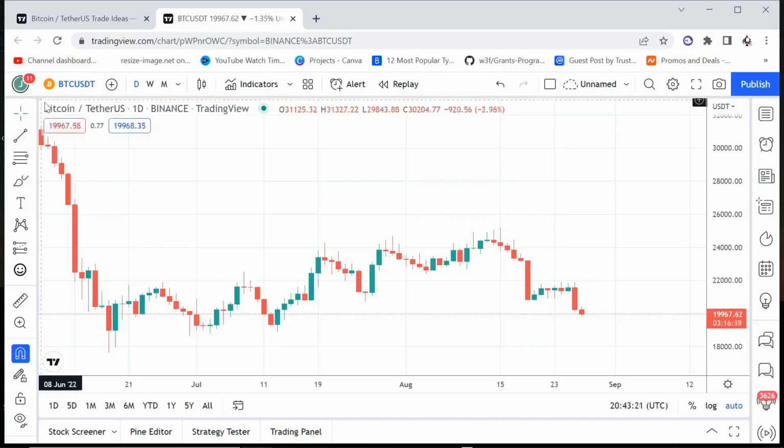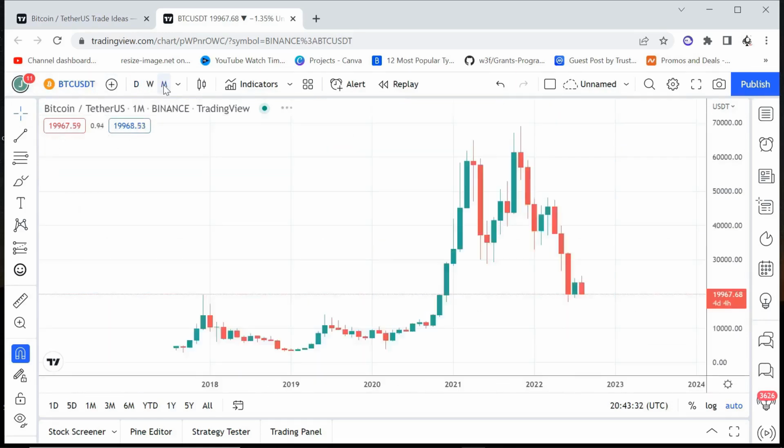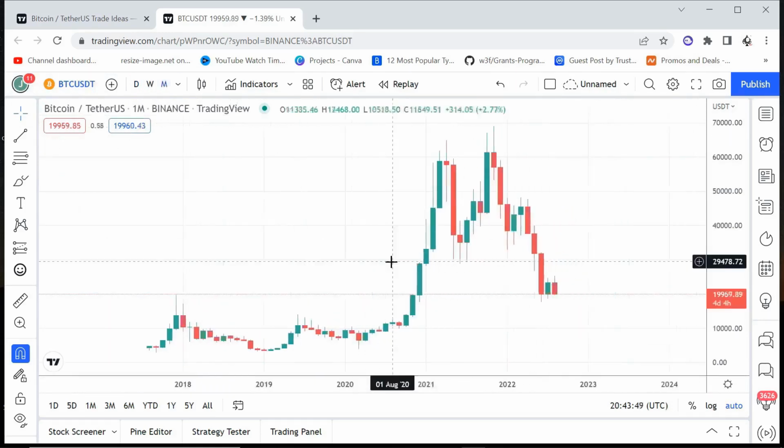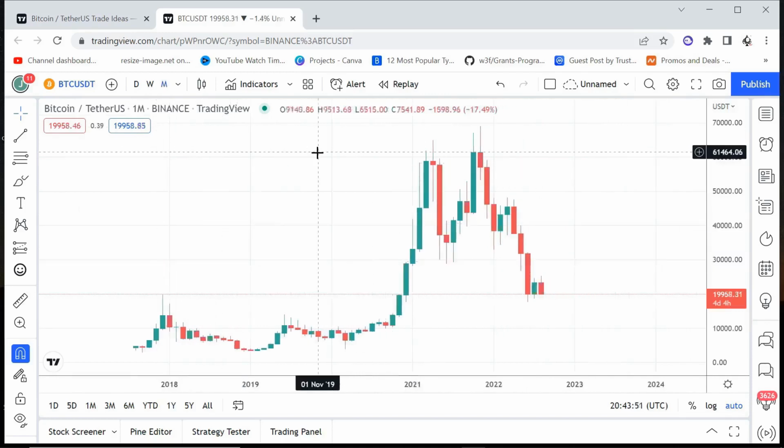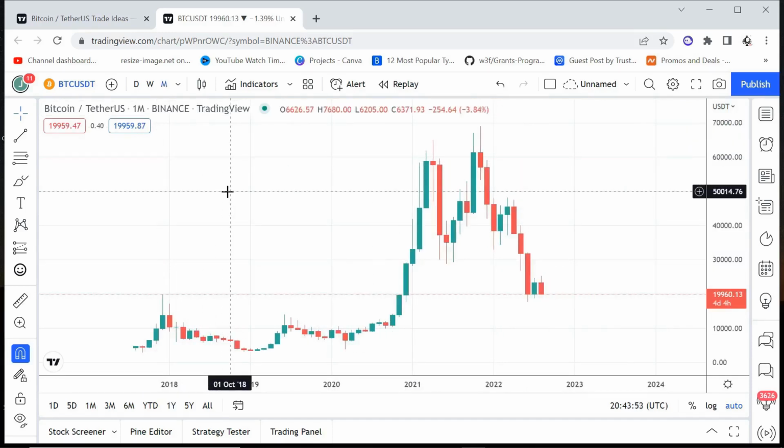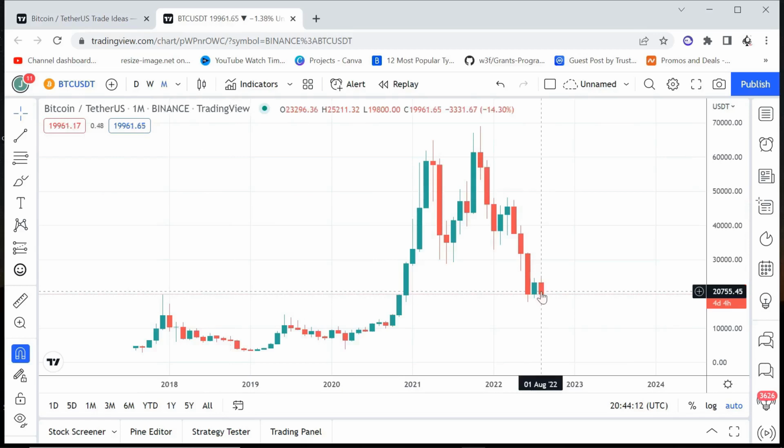Well, before we do that, I would like to change to the monthly chart. When I'm doing analysis, I like to look at the longer time frames first, and I narrow it down, I come down. So starting from the monthly chart here, I'm going to draw some trend lines so we can see what BTC has been doing till date, till August 2022.